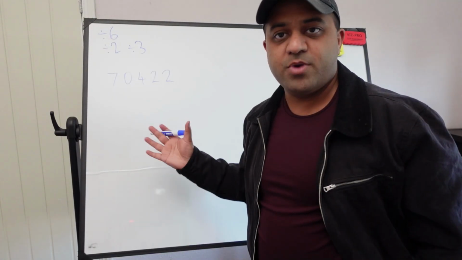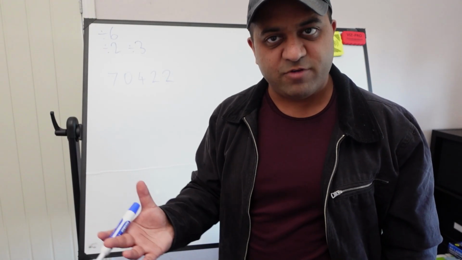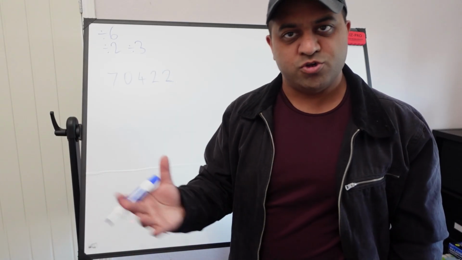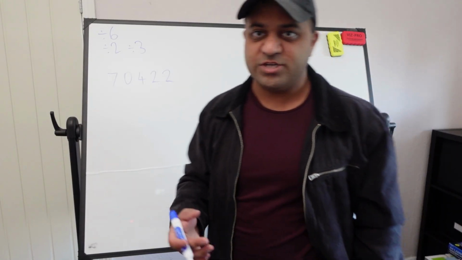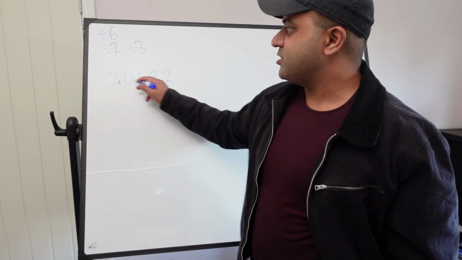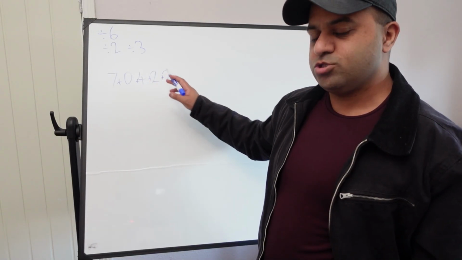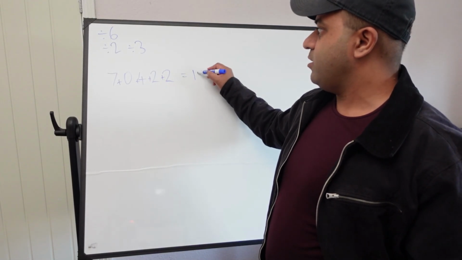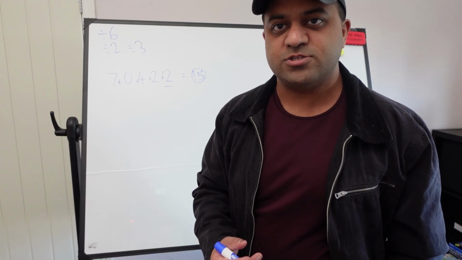does the number fit both the rule for dividing by 2, is it even, ending with 0, 2, 4, 6 or 8, and is the sum of the digits in the 3 times table. In this case, yes, if you add the digits, 7, 0, 4, 2 and 2 add up to 15, and it ends with a 2. Therefore, it is divisible by 6.